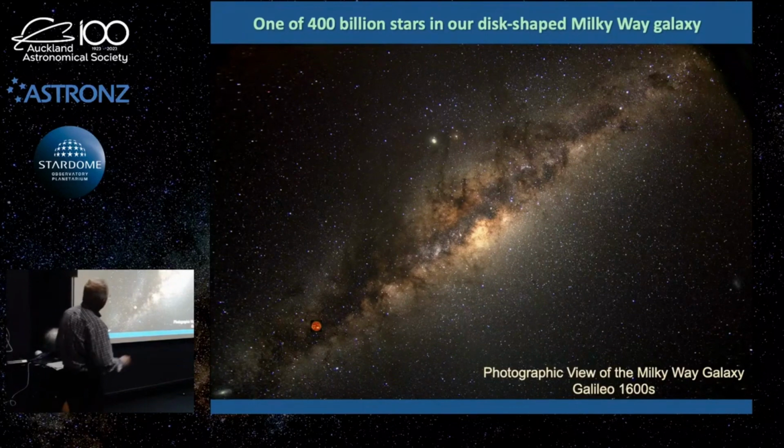And this is a photographic view here of us looking back towards the centre of the Milky Way. There's some dust lanes through here. You can see the big, dense, bright, glowing central bulge of the Milky Way.